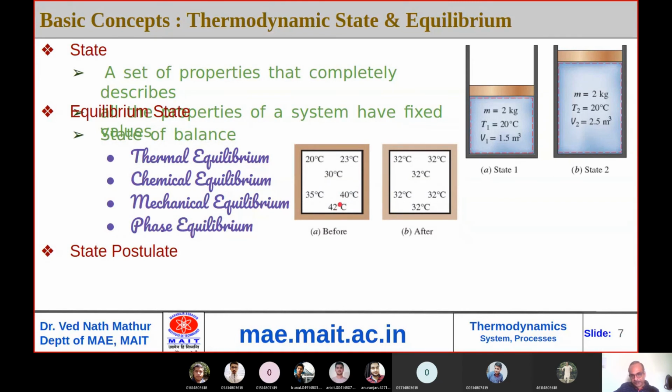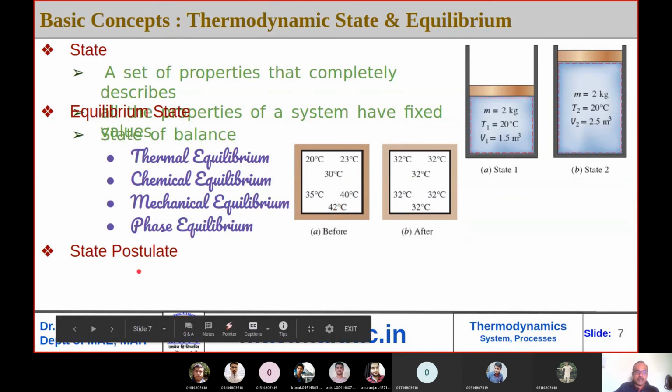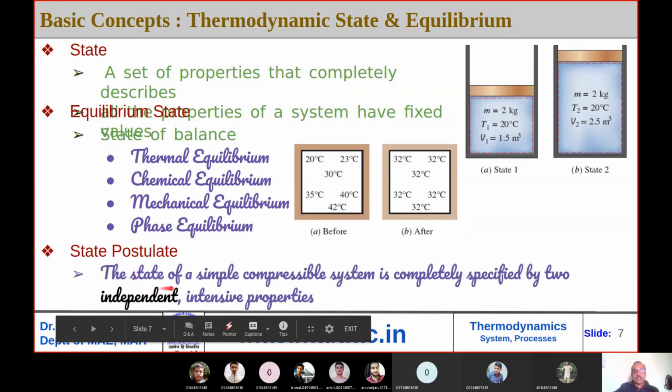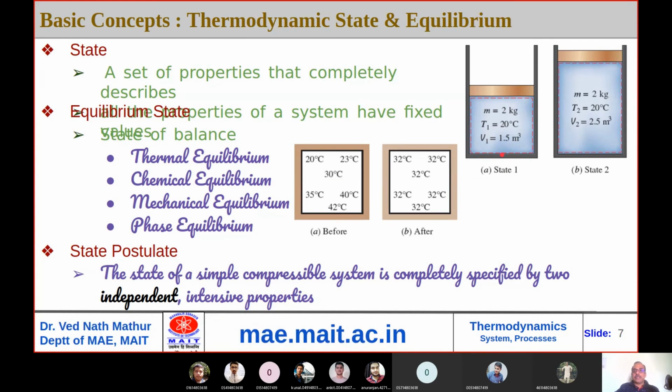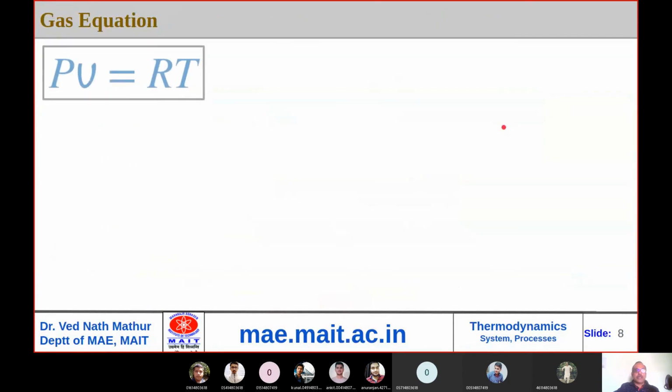So there is a state postulate which says that the state of a simple compressible system is completely specified by two independent intensive properties. So if you have two properties, then you can completely define the state of the system. How do you define completely? Because all other properties can be calculated using these two properties, because we have certain rules, certain laws with the help of which we can calculate all other properties.